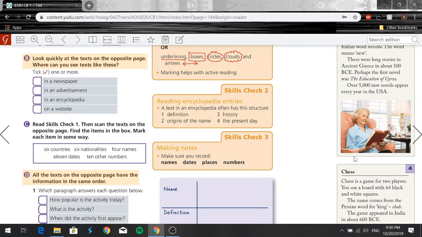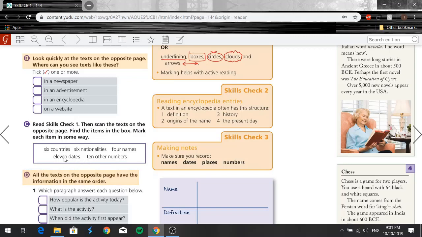So we already read the text. I want you guys to pause the video right now and read it one more time on your own. And I want you guys to find 6 countries, 6 nationalities, 4 names. But mark them in a different way, whether that's different colors, countries in boxes and nationalities in circles. It depends. Just make sure that no two pieces of information are marked the same.